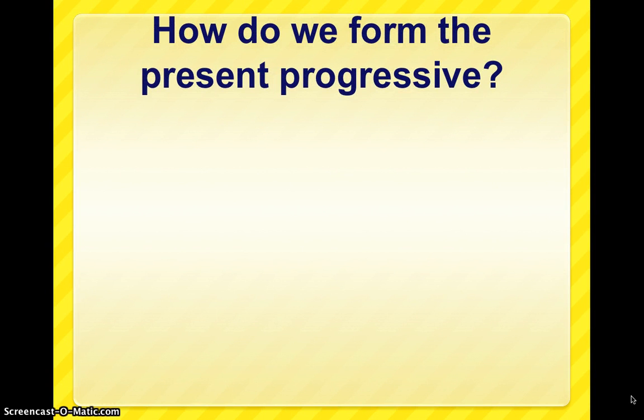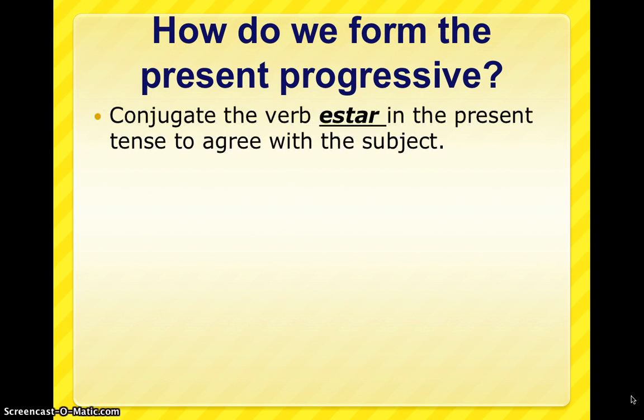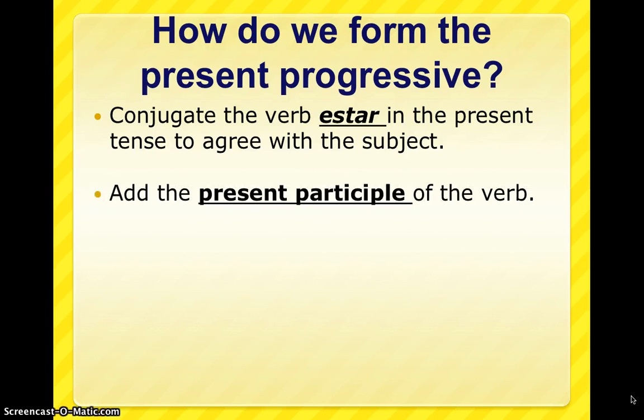So how do we form the present progressive tense? There's two steps. The first part is that we use the verb estar, and we're going to conjugate it in the present tense. So just like we've seen, estoy, estás, está, estamos, estáis, están. Be sure you review where the accents are on estar if you need to. So we start with our form of estar, and then we're going to add the present participle of the verb that we are doing.